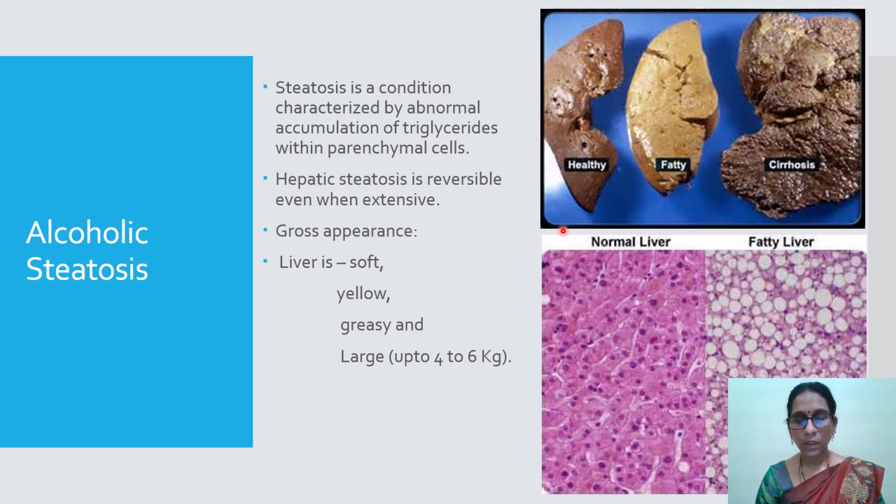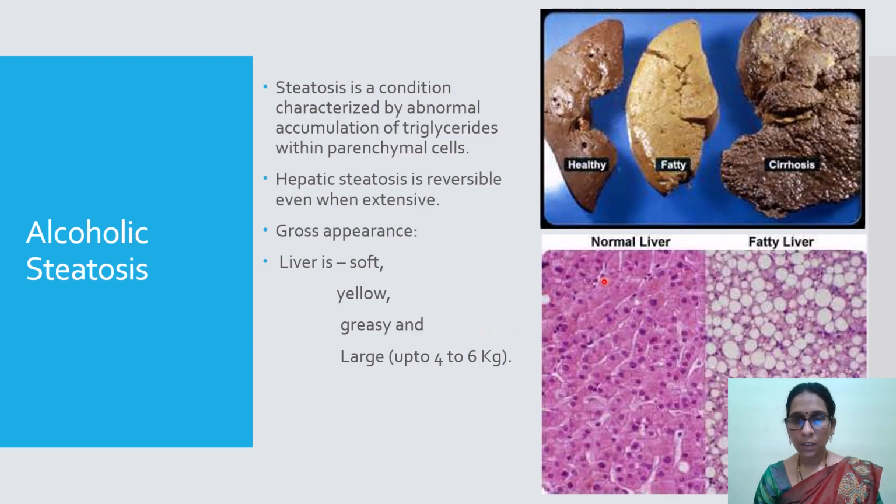So this is how the normal liver appears. And this one is the fatty liver, where you can appreciate the yellowish tinge of the hepatic surface. It is greasy to touch, it has rounded borders, and it is enlarged. It would weigh around 4 to 6 kilograms. On progression, ultimately it will result in cirrhosis of liver.